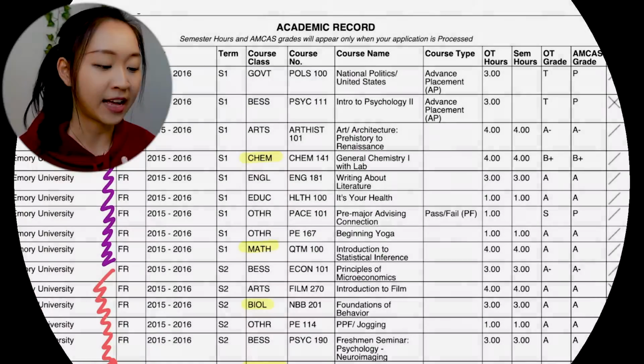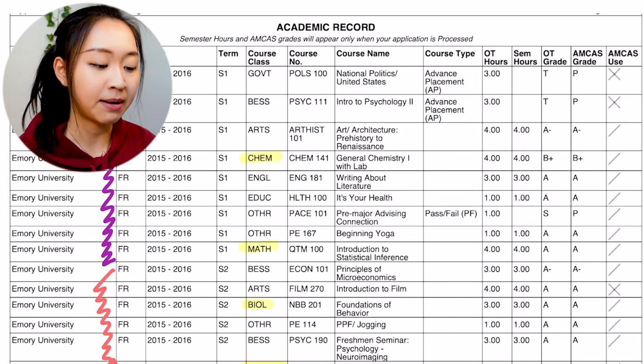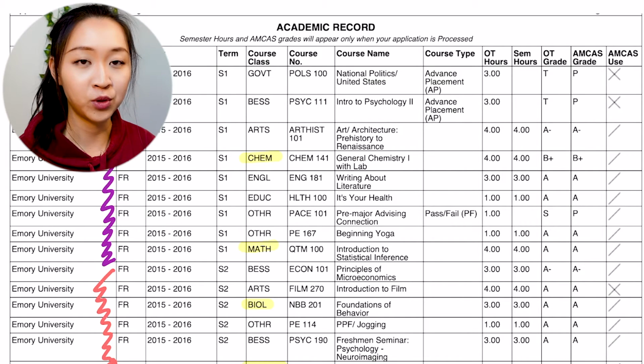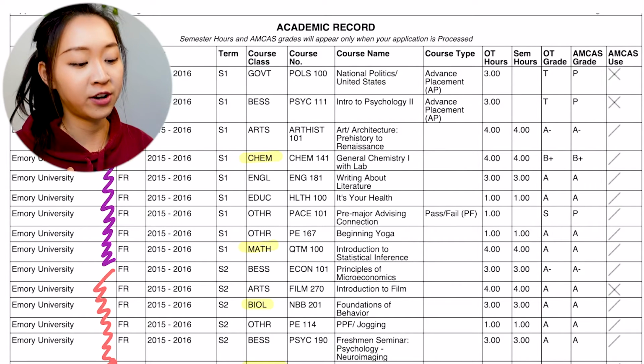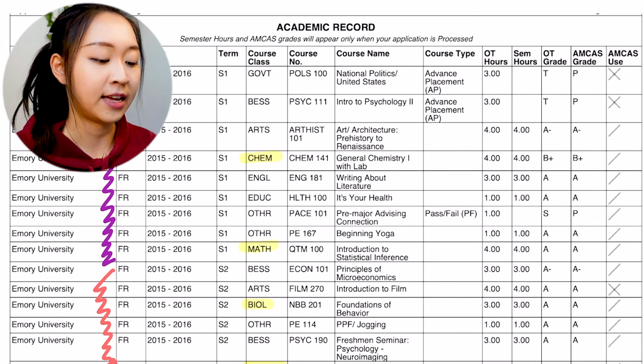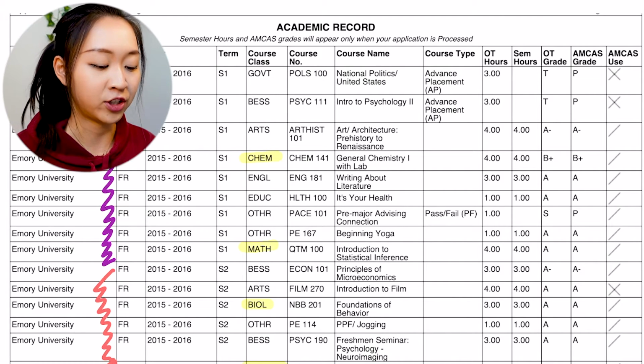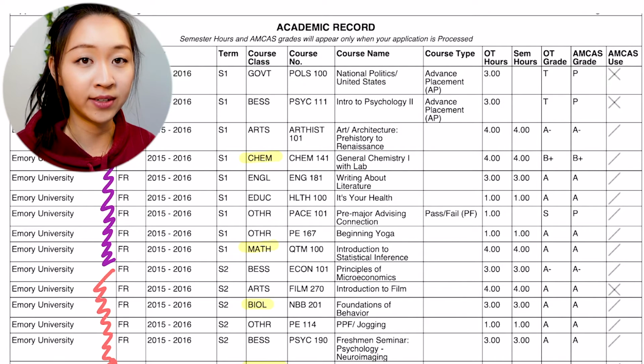So for each of the classes over here, for each semester, I used a different color to color code it. Freshman year, first semester is in purple, second semester is in red. And the yellow highlights are all of the courses that count towards my science GPA.